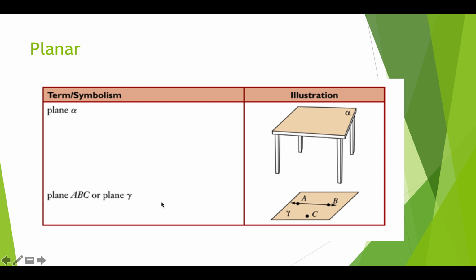Once we leave lines, we can make planes. A plane is a flat surface, so think about your desk. We usually label planes with 3 letters. Think about it being 3-dimensional, so we need the 3 letters. We also can use our Greek symbols.